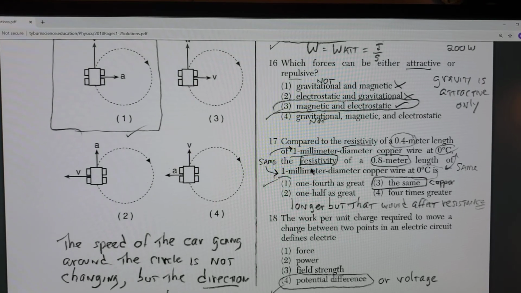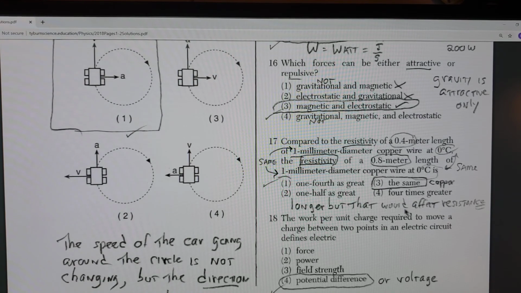Okay, so the question is, compare the resistivity of this short piece to the long piece, and the resistivity is just a function of the material. It doesn't change. So the answer is the same. It's the resistivity of copper. It doesn't change no matter how long the wire.